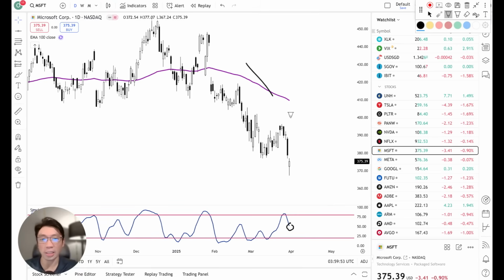But you can see the market actually calmed down quite a bit for Microsoft. So if you want to trade the iron condor on this, what do you do? Then you want to identify previous support and resistance as well.